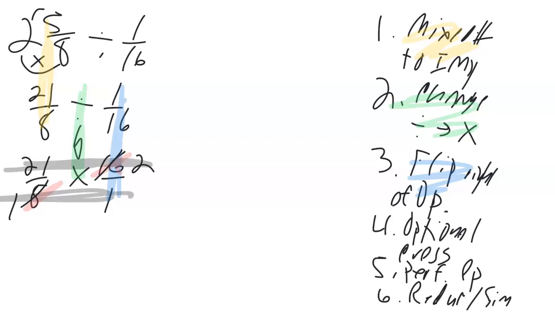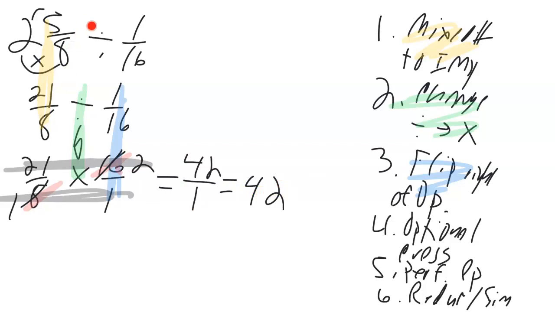So 21 times 2 is much easier than multiplying 21 times 16. So 21 times 2 is 42, and then 1 times 1 is 1, so the answer would be 42. And our final step is to reduce or simplify, but that's 42, so there's nothing to reduce or simplify there.